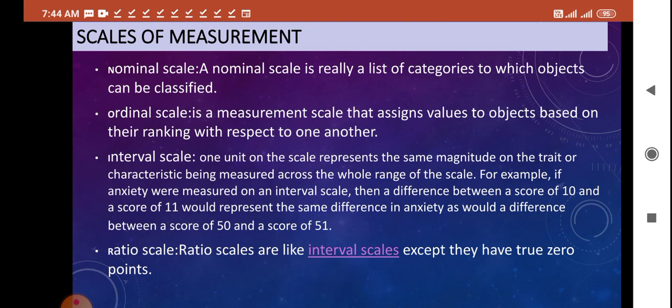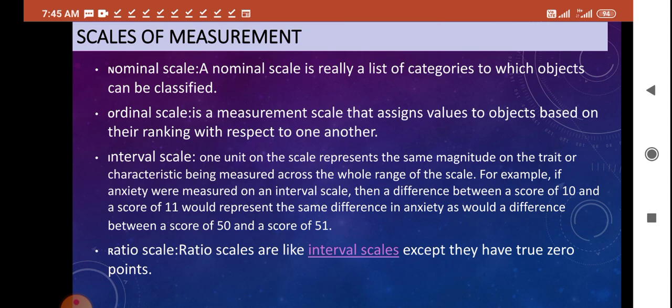Ordinal scale is a measurement scale that assigns values to objects based on their ranking with respect to one another. Interval scale, one unit on the scale represents the same magnitude on the trait or characteristic being measured across the whole range of the scale. For example, if anxiety were measured on an interval scale, then the difference between a score of 10 and a score of 11 would represent the same difference in anxiety as a difference between a score of 50 and a score of 51.